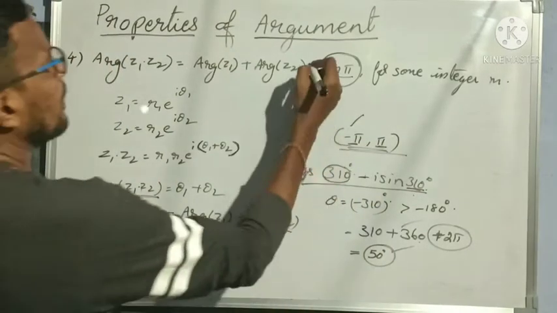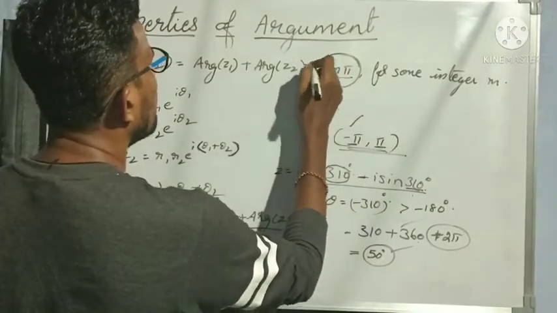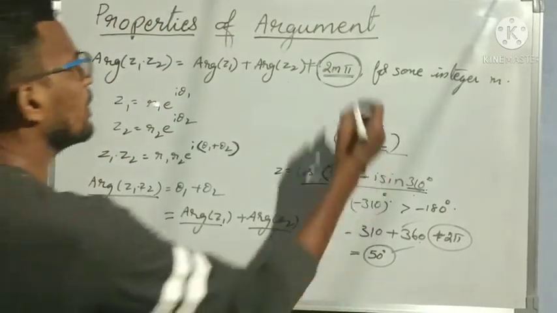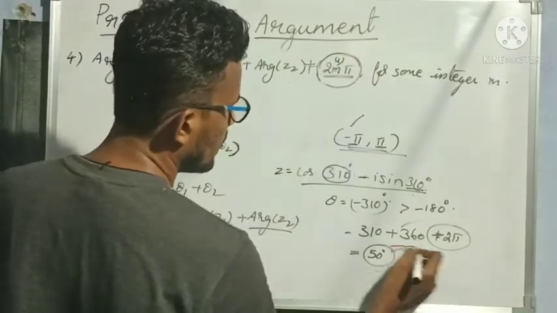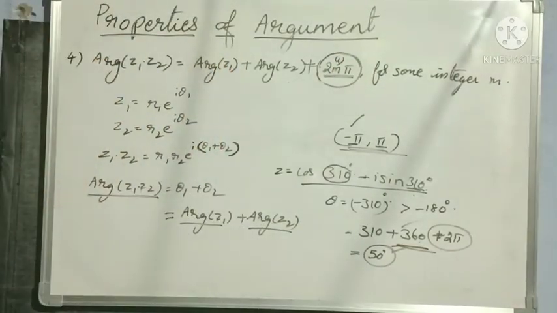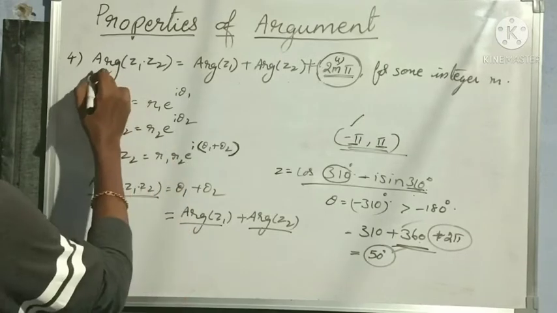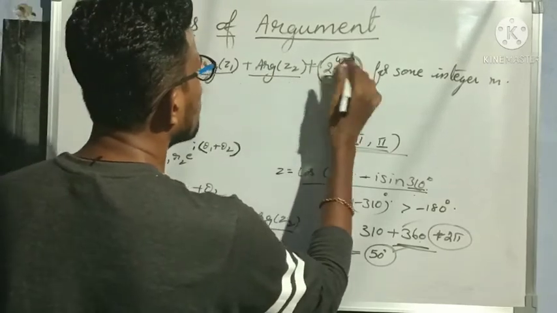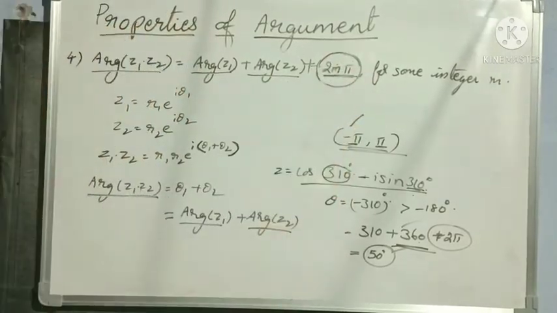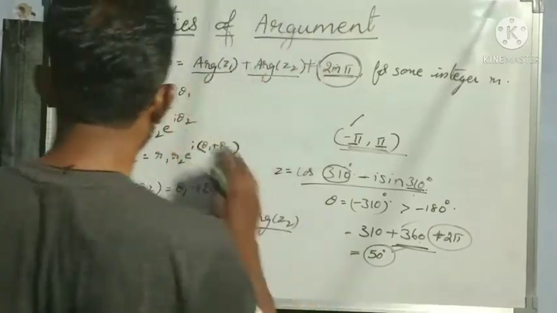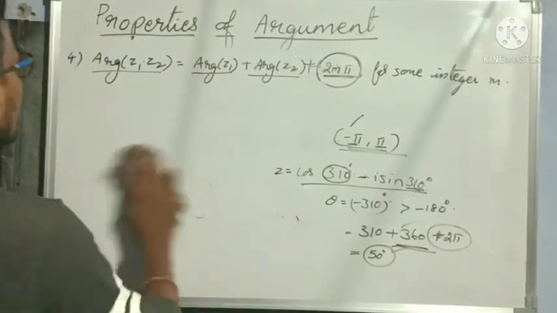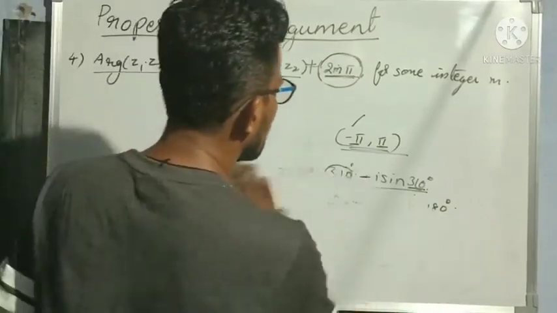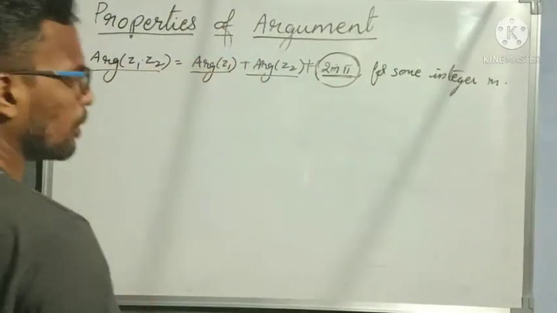Understood? Whenever my value is not between minus pi and pi, I can make use of this 2m pi. Here in the 2m pi, my m value is 1 in this case. That's why the argument of z1 into z2 is equal to the argument of z1 plus the argument of z2 plus 2m pi. Understood? This is our fourth property, very, very important. Whenever I see the argument of z1 into z2, I can split it as the argument of z1 plus the argument of z2. Okay, next, fifth property.